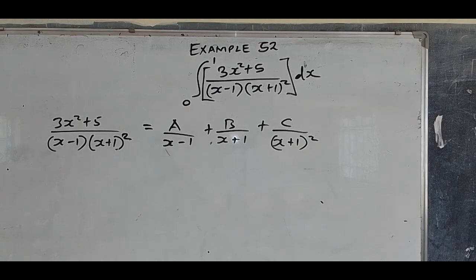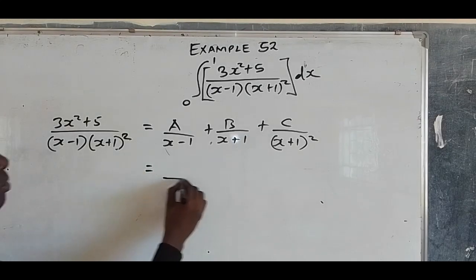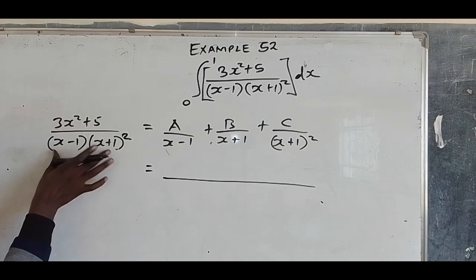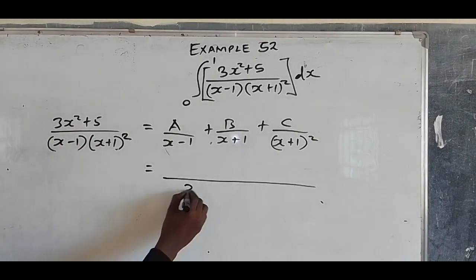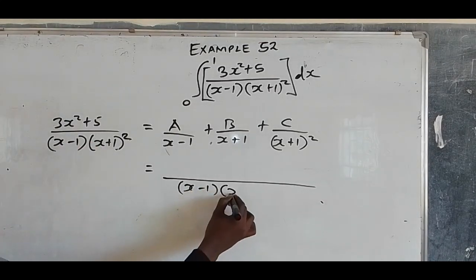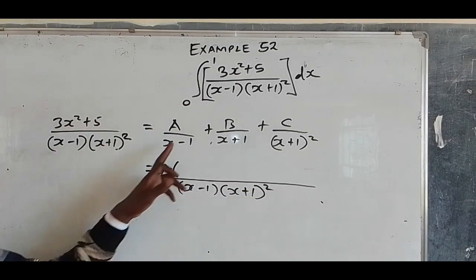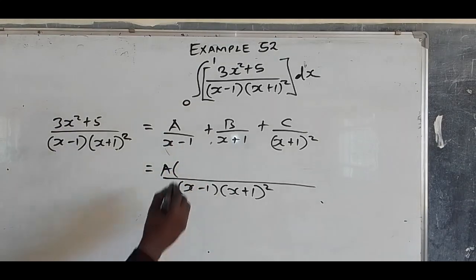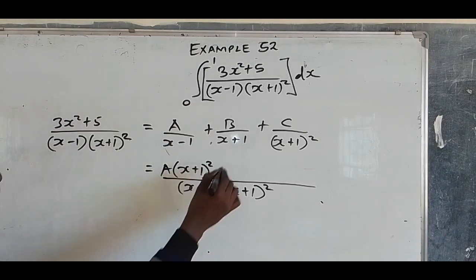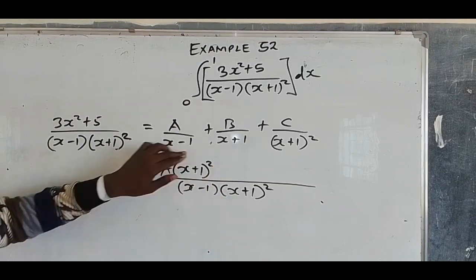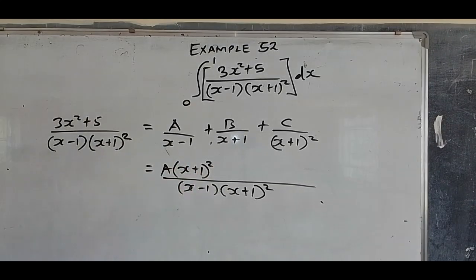Having done that, you simply look for the LCM. What is the LCM of these three denominators? The LCM is what you have here, okay? Which is x minus 1 into x plus 1 squared. So here we have A, x minus 1 goes here how many times? It goes x plus 1 squared times, meaning if you remove x minus 1, you remain with this, isn't it?